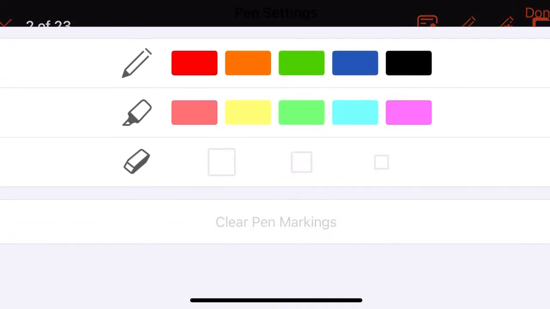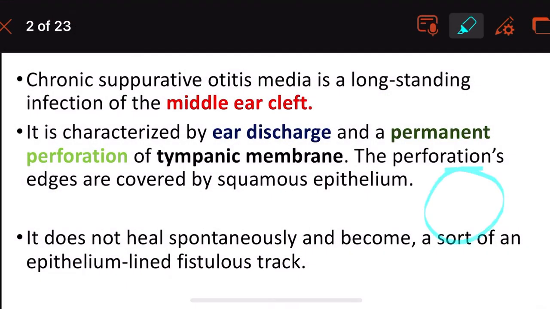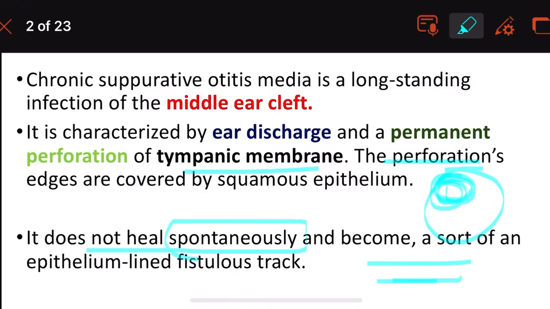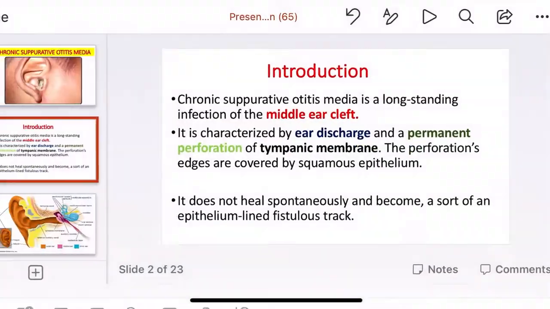So guys, here they are saying that this is the tympanic membrane. There is a permanent perforation, a hole formation, in the tympanic membrane. And this perforation is not going to heal on its own. It will form a fistulous tract. Okay, a fistula is nothing but an abnormal tract being formed here, and it is lined by epithelium.